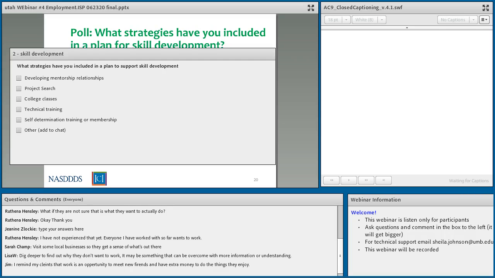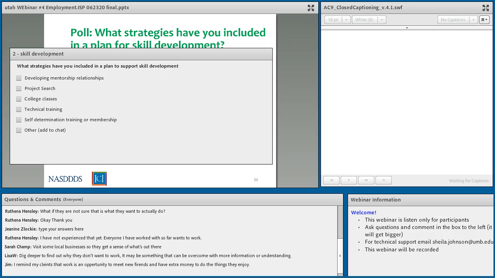Anything else? Jim, thanks for your comment. The opportunity to meet new friends, have extra money for the things that you enjoy. Quite a few people saying mentorship, and that relationship building piece is such a key part of the employment process, something we don't often spend enough time on. It's great to see so many responses there.